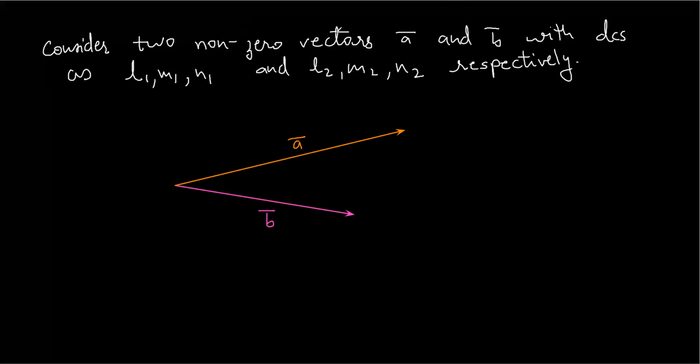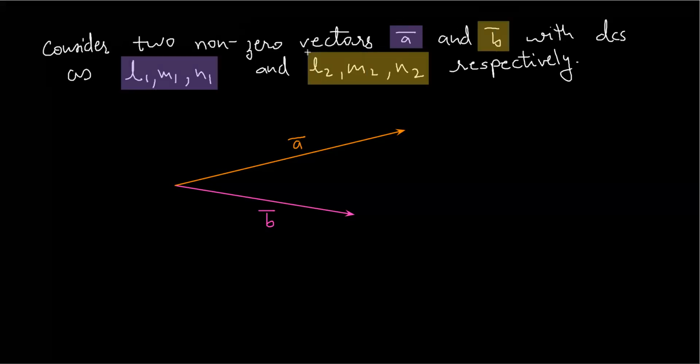What does that mean? It means that vector A bar has DCs as these three numbers, and vector B bar has DCs as these three numbers. DCs of A bar are l1, m1, n1. DCs of B bar are l2, m2, n2.